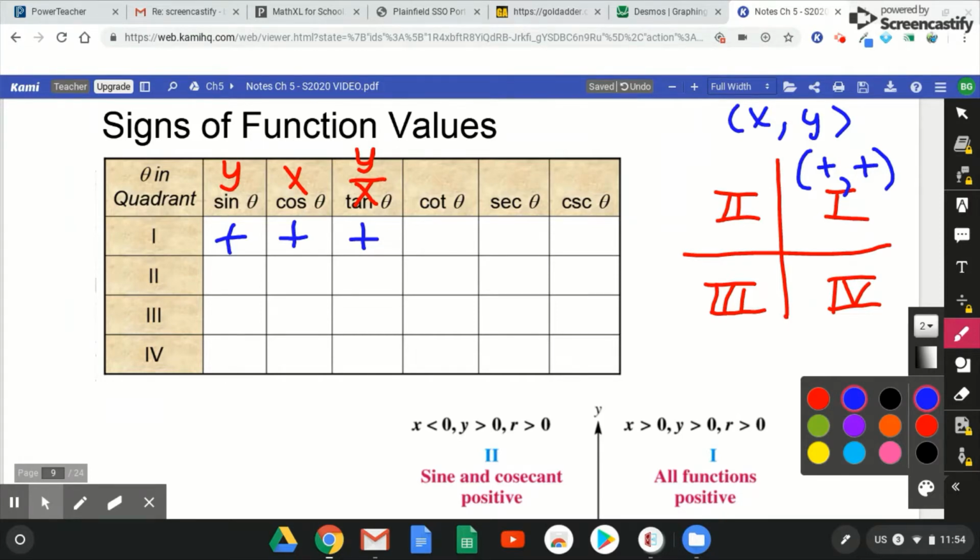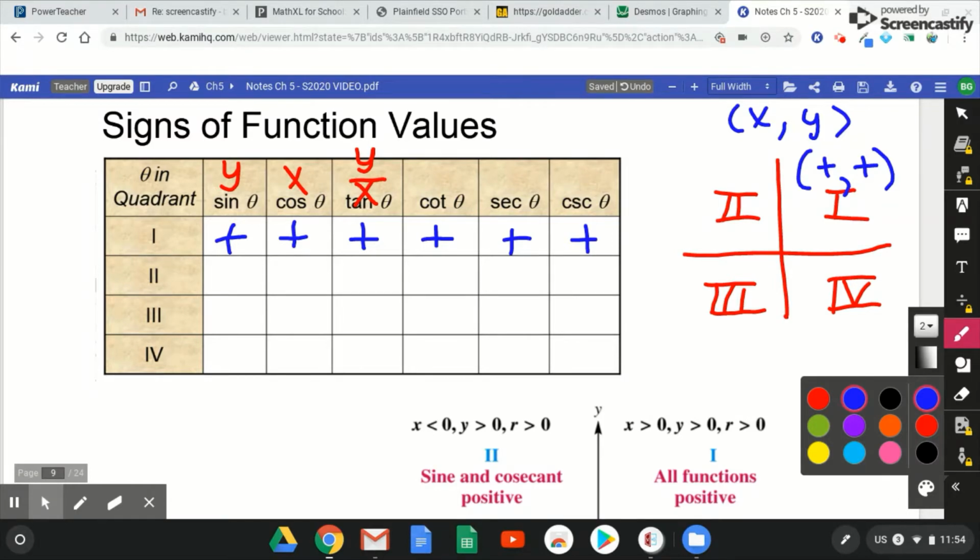Now, yesterday we also learned that the other three functions that I haven't listed yet are just the reciprocals of the big three. Cotangent is the reciprocal of tangent, so it's the same. And secant goes with cosine, and cosecant goes with sine. So all 6 of the trig functions are going to be positive in the first quadrant. That makes sense because everything is positive in the first quadrant.